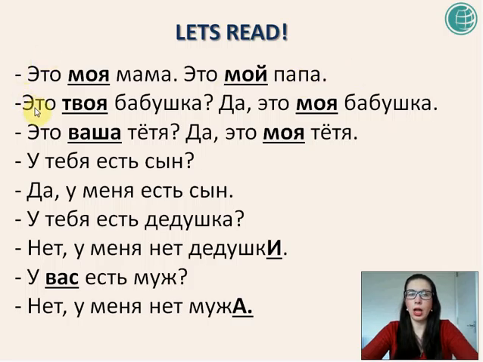And the question, это твоя бабушка? Is this your grandmother? And the answer, да, это моя бабушка. So if someone asks you, это твоя бабушка? You can answer, да, это моя бабушка. Это ваша тетя? Is this your aunt? Да, это моя тетя. When we ask ваша, it means we don't know this person very well. Да, это моя тетя. Моя, it's the feminine form of the pronoun.